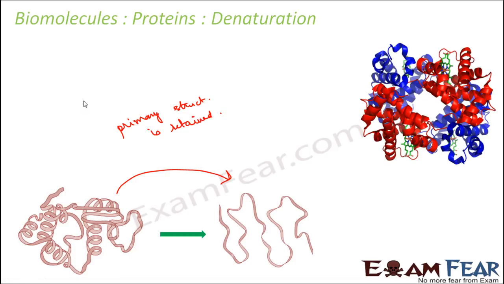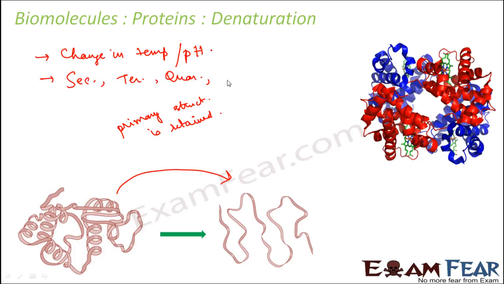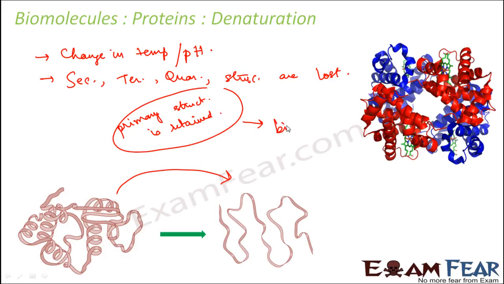And when does it happen? When it is subjected to change in temperature or pH. Then secondary, tertiary, quaternary structures are lost. When these structures are lost, only the primary structure is retained and the protein's biological activity is lost. So we can say biological activity is lost.